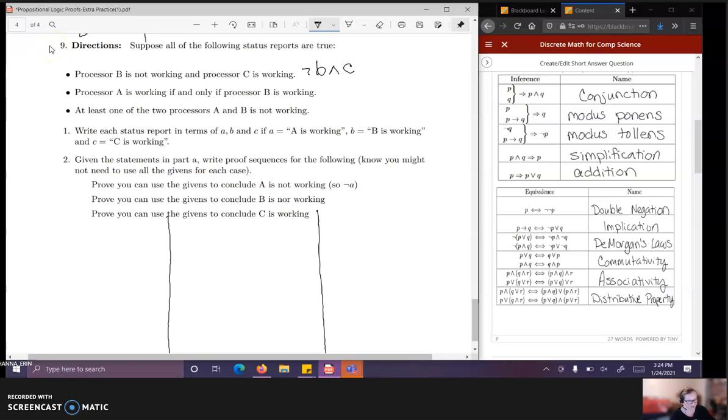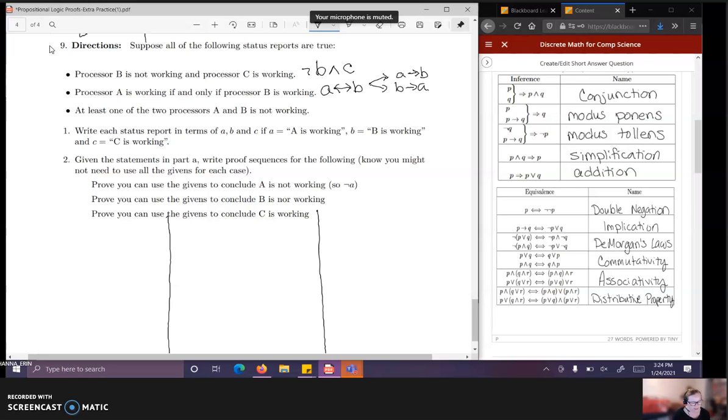Then we have processor A is working if and only if processor B is working. Now remember, the if and only if is our biconditional, the kind of double arrow. Also remember that this essentially goes to two different things. This is technically saying A implies B, and we would also have B implies A. So it'll be good to think about it in both ways for the next part, but technically, as stated, it would be the biconditional.